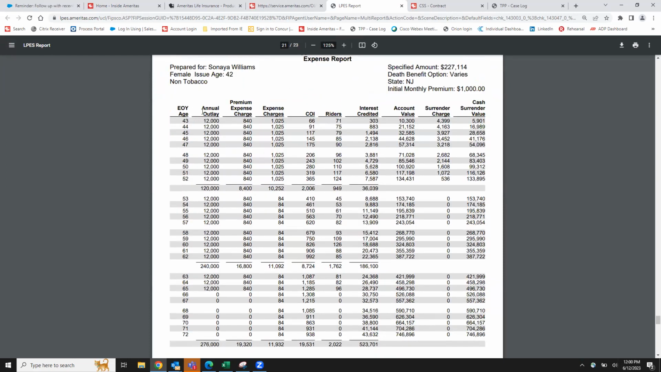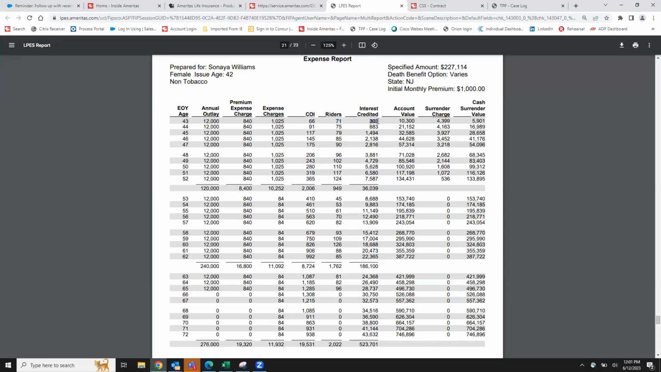So if she puts in her $1,000 a month, that's a $12,000 outlay. Each year, she'll have an $840 expense charge. She'll have a little over $1,000 that comes out for other expense charges. She'll have cost of insurance of $66, rider charges of $71. I didn't even notice there was a rider on this. Remember I copied it. Did you guys put waiver on this when you were messing with it yesterday? Yes, I think we did. Okay, yeah, I didn't even notice. I'm like, oh yeah, there must be a rider on this.